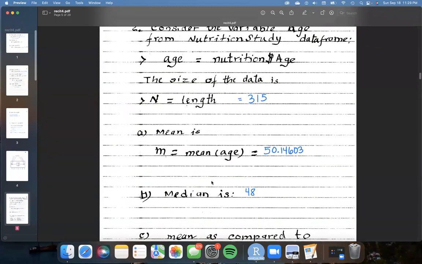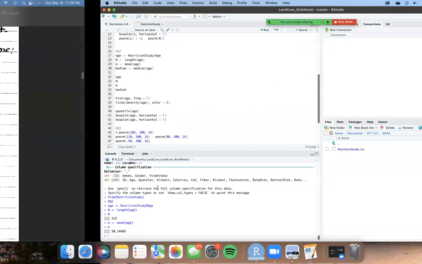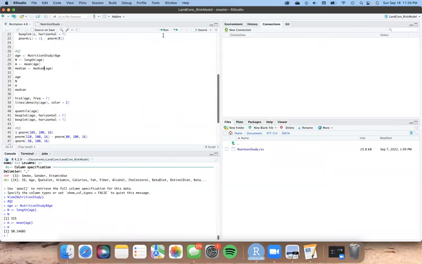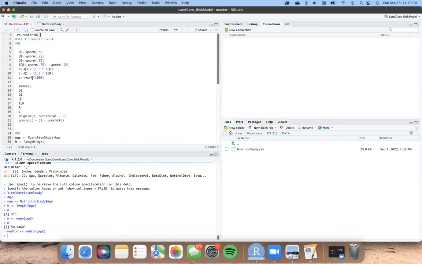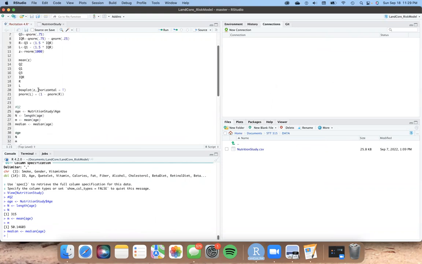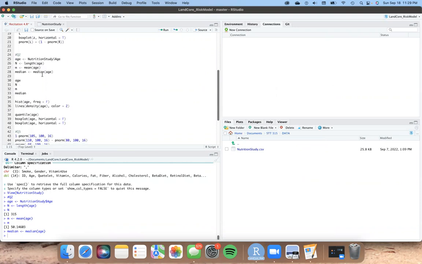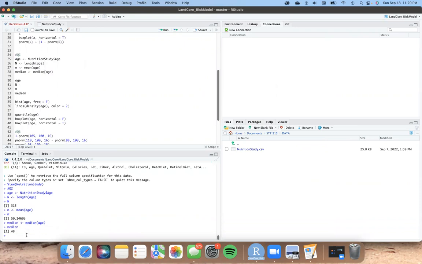Okay, and then we want to find the median. So that also is a function in R. So if I do median age, and then, sorry, where am I? Okay, so median age, I ran that. What is our median? We'll get that our median is 48.